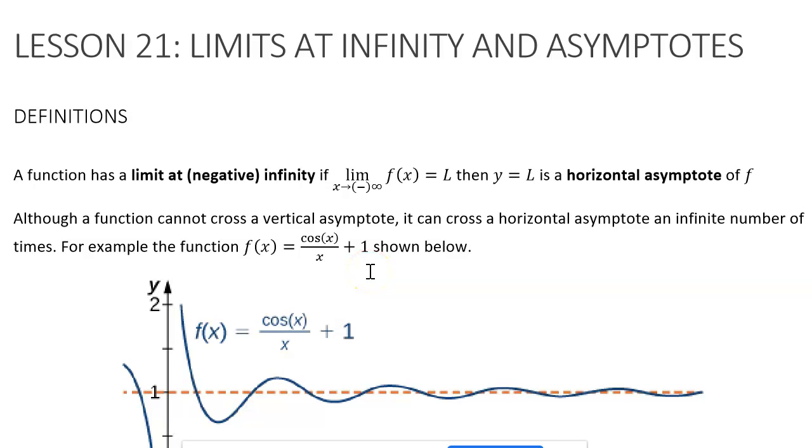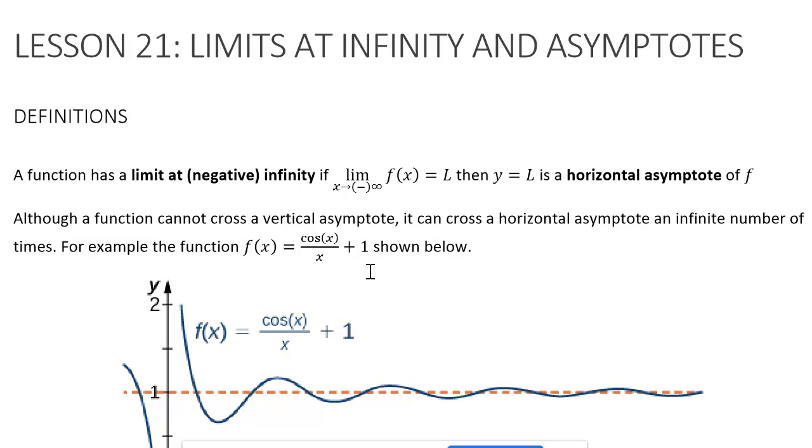Hello, calculus. This is the lesson on limits at infinity and asymptotes. For us, this lesson is going to have a lot of similar features to a lesson we had way back in Unit 1 when we talked about horizontal and vertical asymptotes and evaluating infinite limits. This is just a more advanced version where we're going to get into some more complicated functions.